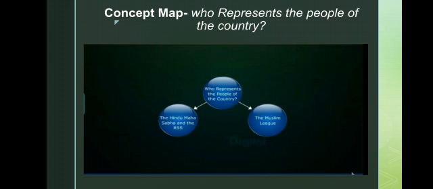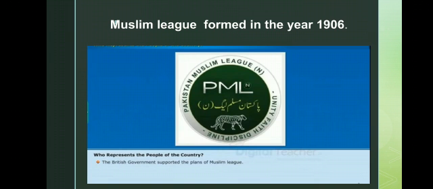Look at the concept map: who will represent the people of the country when the Britishers quit? The Muslim League was formed in the year 1906 and represented the voice of the landlords of Uttar Pradesh. Till 1930, it was not a popular political party. The British government supported the plans of the Muslim League and its leaders like Muhammad Ali Jinnah. The British objected to the Congress by saying that they also had to protect the interests of several other communities in India. They meant that Congress did not represent all Indians, especially Muslims.